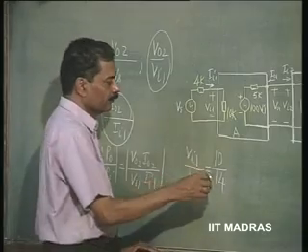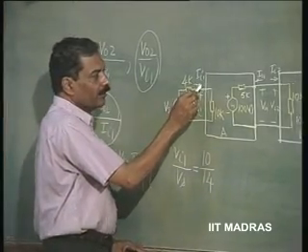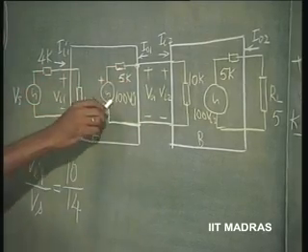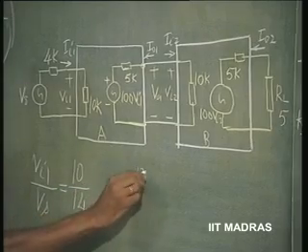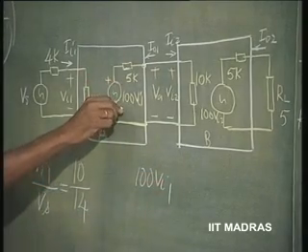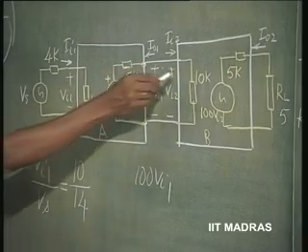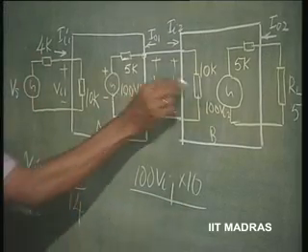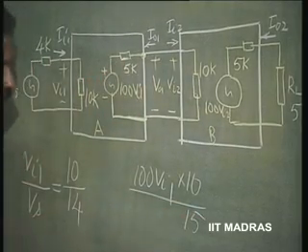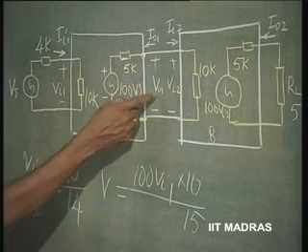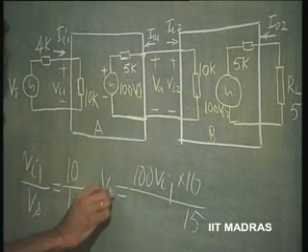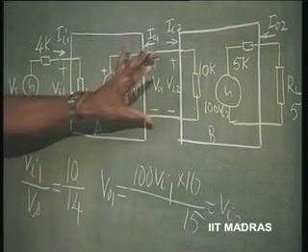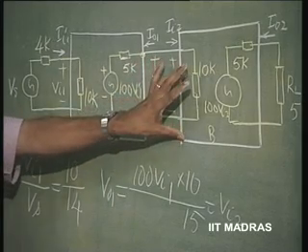Then let us evaluate V naught 1 by Vi1. Now, what is V naught 1? You have 100 times Vi1 coming here, straight away. That source is going to have the voltage divided between this 10 k and 5 k. So we have 10 k divided by 10 k plus 5 k, 15 k. So that is equal to V naught 1, which is the same as Vi2. The output of this is the same as the input to the second amplifier.